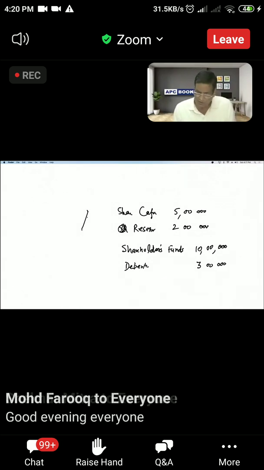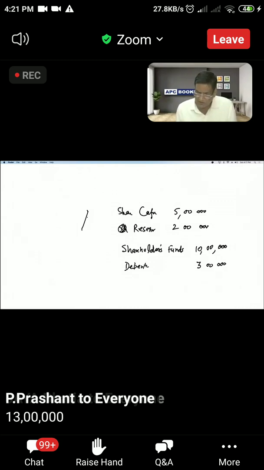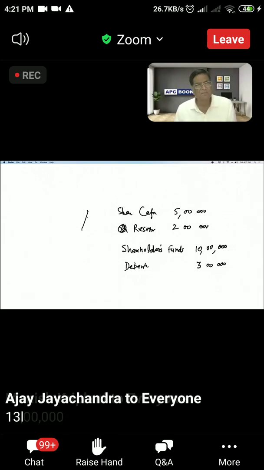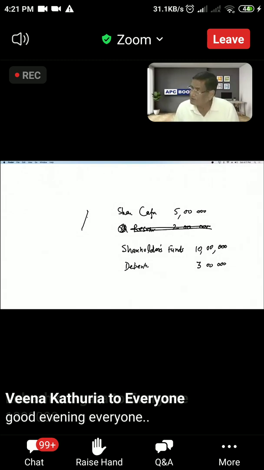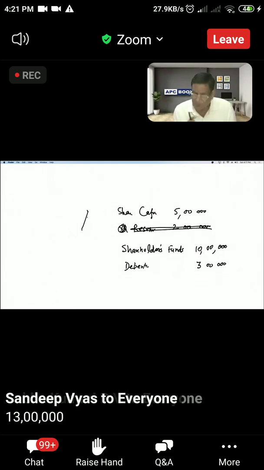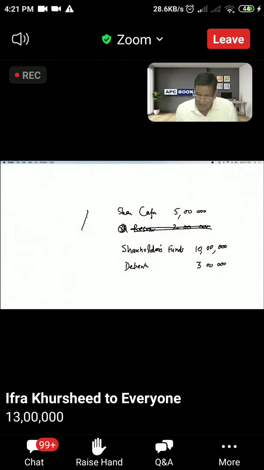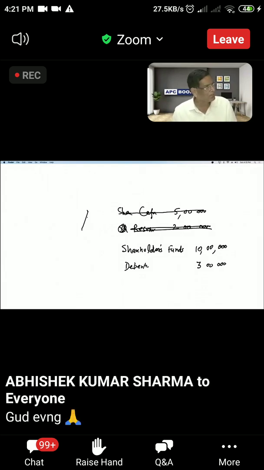Certainly you teachers know it. Capital employed means shareholders funds plus debentures. Reserve will be ignored. Why? Because shareholders funds already include reserves, and they also include share capital. So capital employed is 13 lakh.